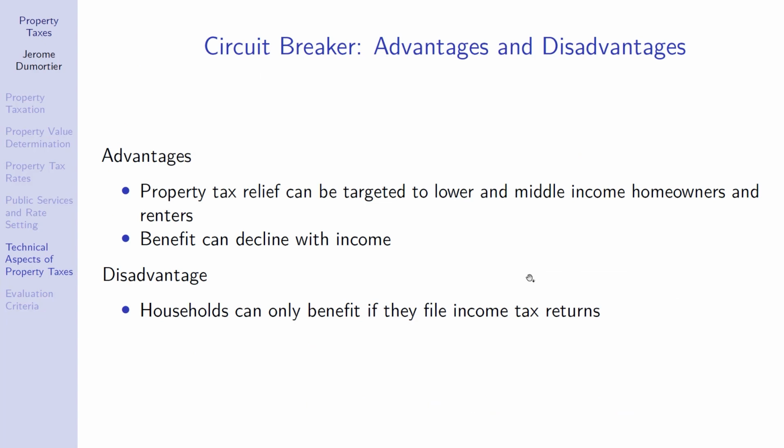The advantages and the disadvantages of the circuit breaker are that you have a property tax relief that is targeted to lower and middle income homeowners, and you can also take renters into account. The benefit is that it is declining with income, but of course the disadvantage is that households can only benefit from the circuit breaker if they actually file an income tax return.